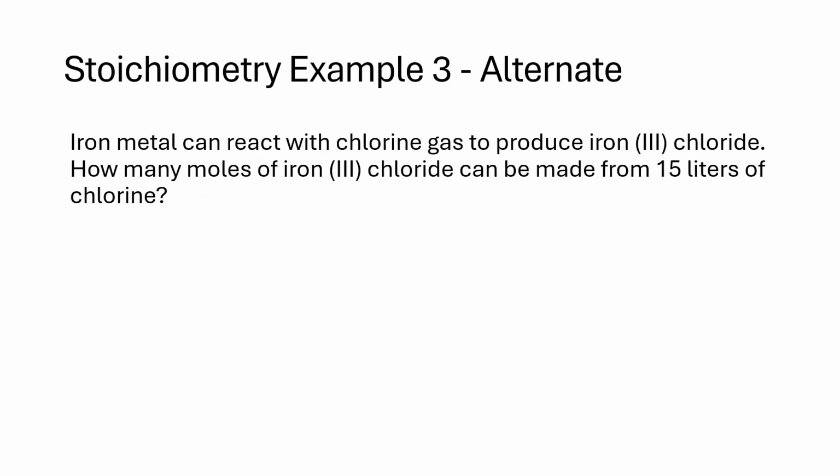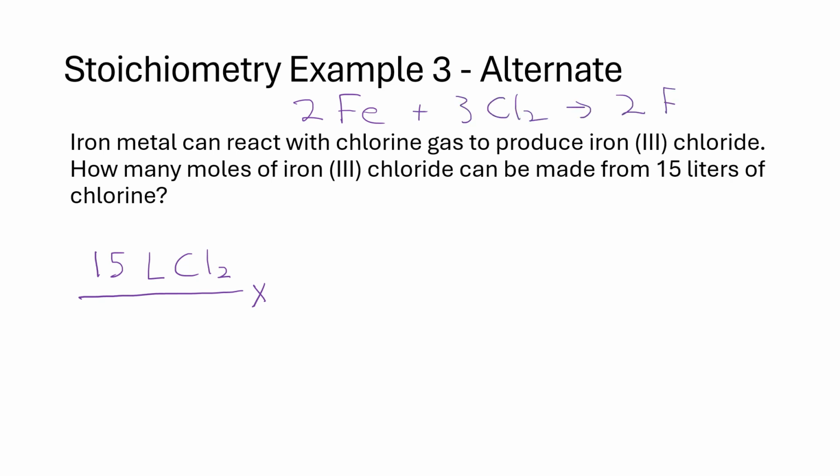For the alternate approach to this problem, unfortunately, the alternate approach doesn't get any shorter for moles the way that the traditional approach did, but that's okay. It's still a shorter approach. We had 15 liters of chlorine, and I just realized I didn't write the balanced equation. I really should start with the balanced equation because we're going to need it. The balanced equation was 2 irons react with 3 chlorines to make 2 iron 3 chlorides.